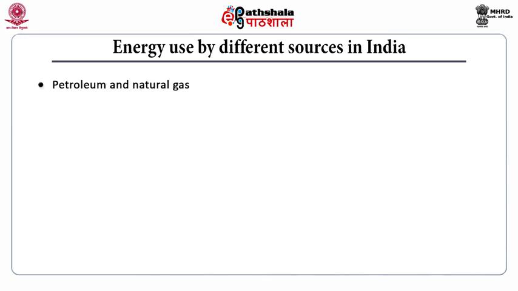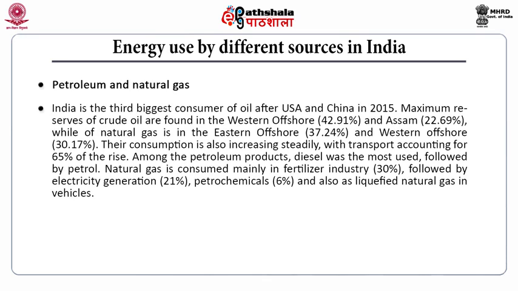Petroleum and natural gas. India is the third biggest consumer of oil after the USA and China. The maximum reserves of crude oil are found in the western offshore, at around 42.91%, and in Assam, at around 22.69%, while natural gas is in the eastern offshore, at about 37.24%, and the western offshore has 30%. Their consumption is also increasing steadily, with transport accounting for 65% of the rise. Among the petroleum products, diesel was the most used, followed by petrol.